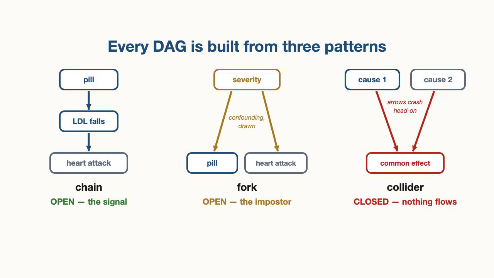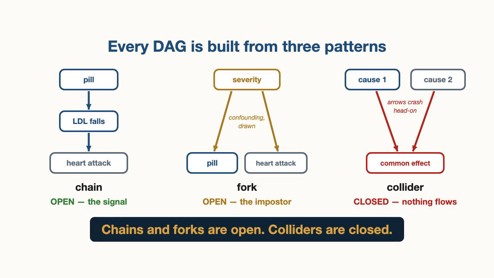Pattern 3, the collider. 2 arrows crash head-on into one node. Here, the path is blocked. Nothing flows. Remember the defaults. Chains and forks are open, colliders are closed.